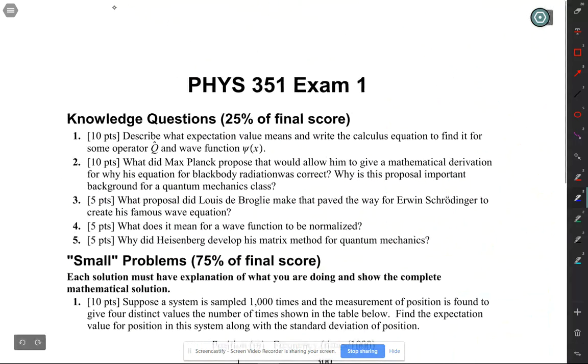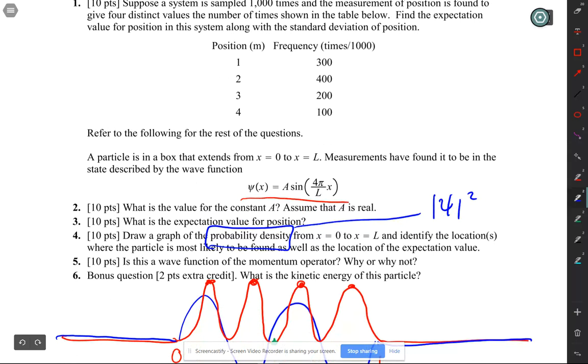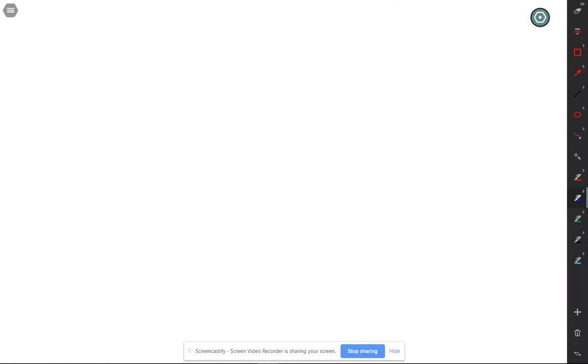Okay, so we have the expectation value. We have, of course, the normalization constant. We've made the graph. We only have one left. Is this a wave function of the momentum operator? Why or why not? So is it a wave function of the momentum operator?